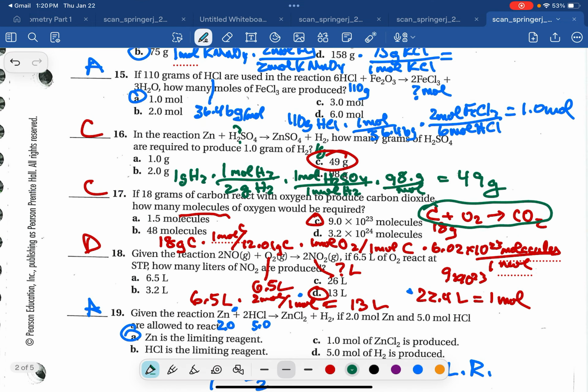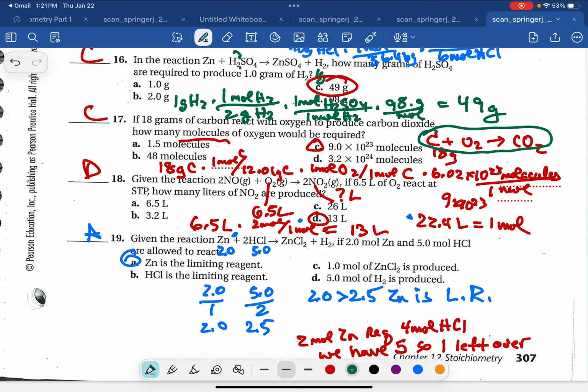Given the reaction here to NO2, if 6.5 liters of O2 react at STP, how many liters of NO2 are produced? We could divide the 6.5 liters by 22.4, and then at the end multiply by 22.4, but those 22.4s are both going to cancel. So 6.5 liters times 2 moles of NO2 for every 1 mole of O2, and then 6.5 times 2 is 13 liters, letter D.